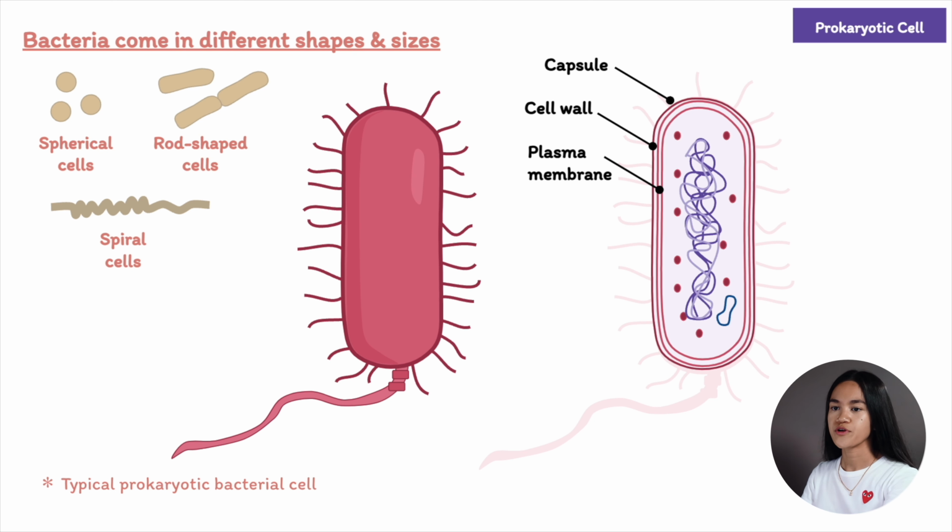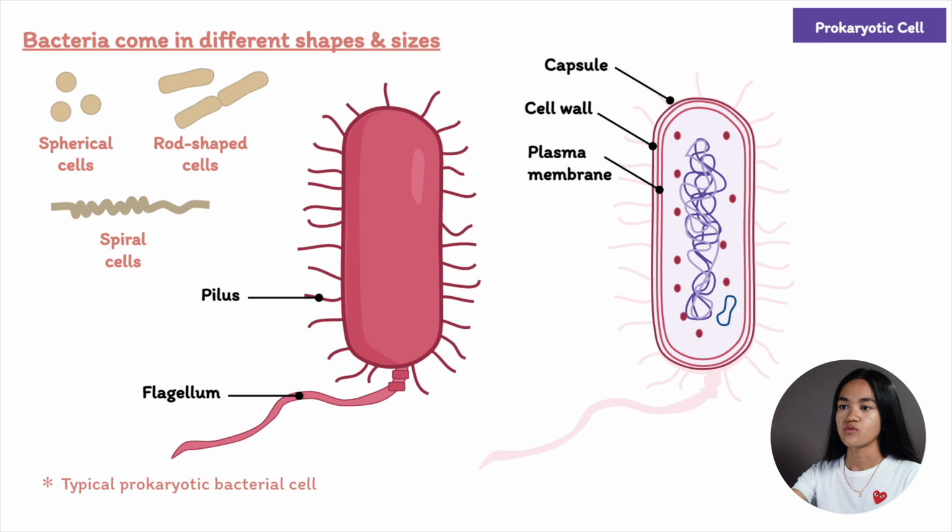Now, a lot of prokaryotes also have flagella, this tail-looking structure that enables them to move freely. And they also have pili, which are small hair-like projections, which can help with movement as well as the transfer of DNA between organisms. Now, let's go inside the cell here.